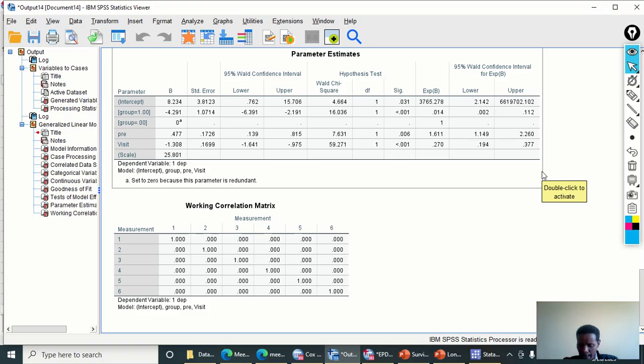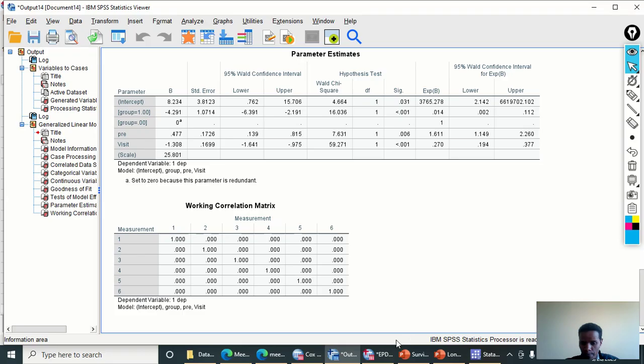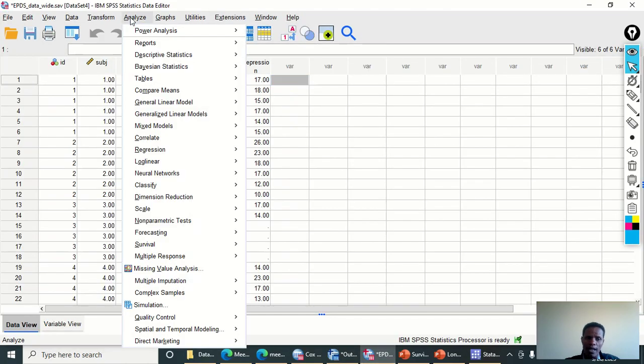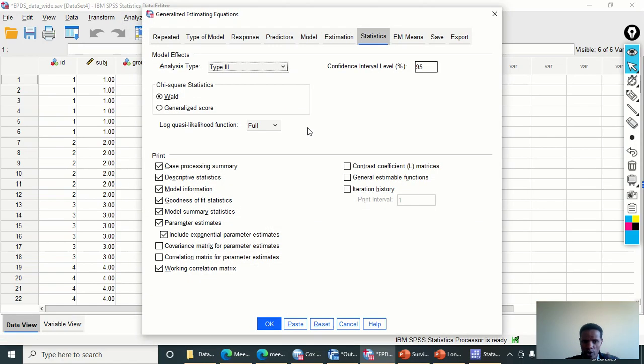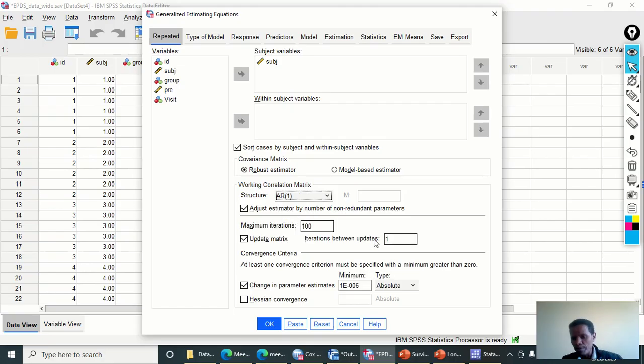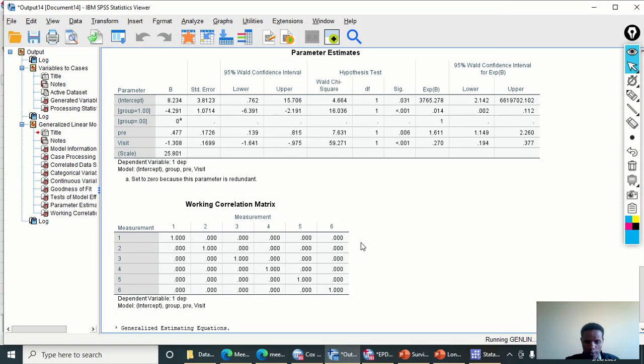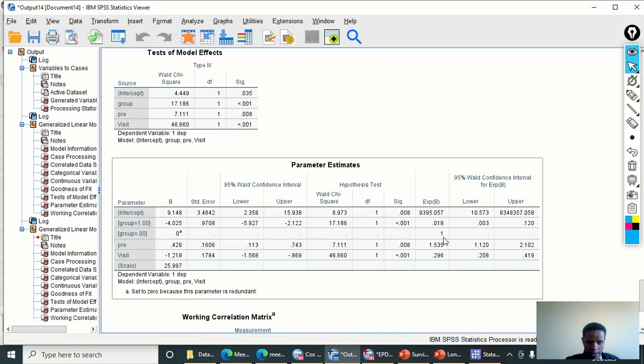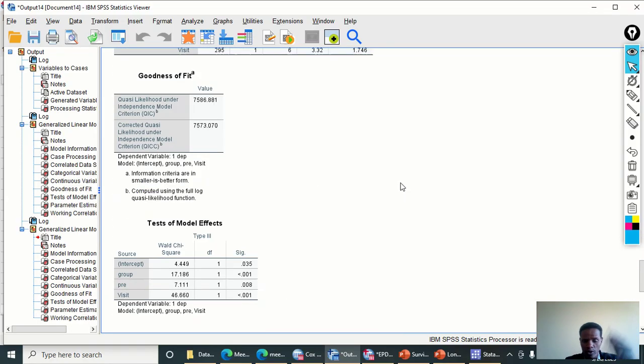So we'll go back again to change other working correlation structures. Going there again: Analyze, Generalized Linear Models, Generalized Estimating Equations. Over there in the Repeated button, we simply change the working correlation structure. This is independent; now let me make it autoregressive. Since all things have been done before, I can click OK now. And the output is here. We can have a look at all the parameter estimates. All things will be more or less similar.